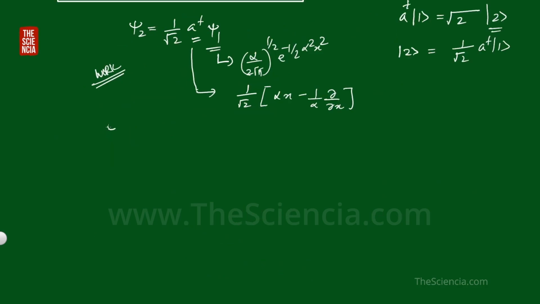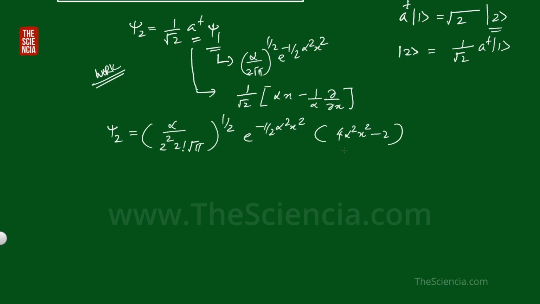I tell you the final result, that is psi 2 you will obtain as (alpha by 2 square 2 factorial root pi)^(1/2) e raised to minus half alpha square x square into 4 alpha square x square minus 2. This will be the final answer. Okay, so please solve and reach this answer.